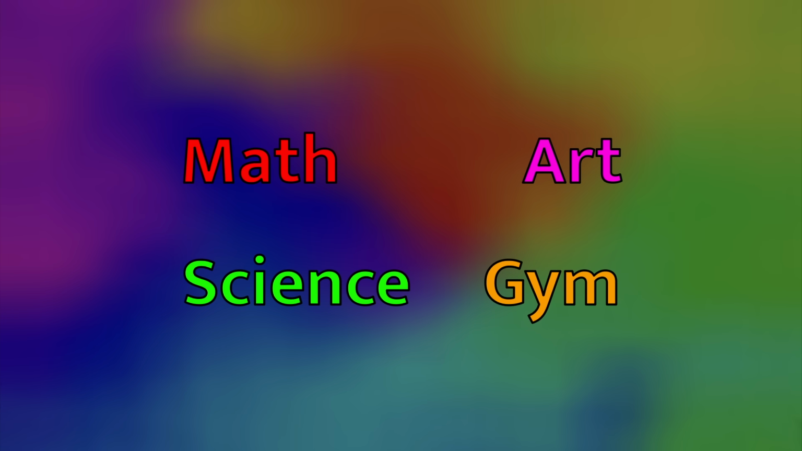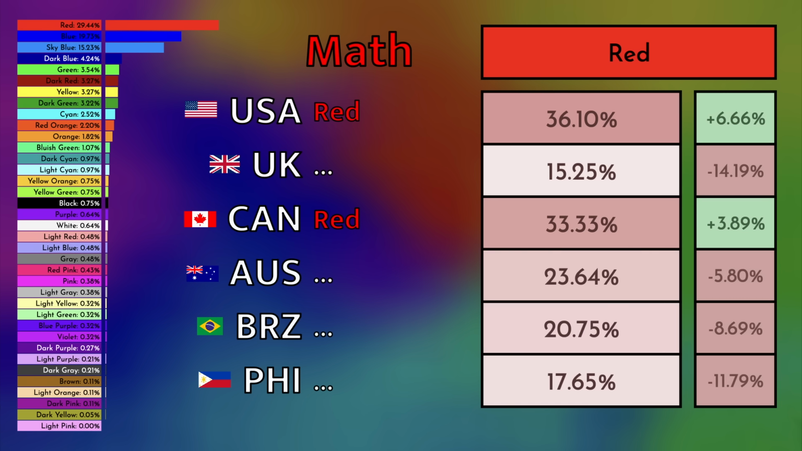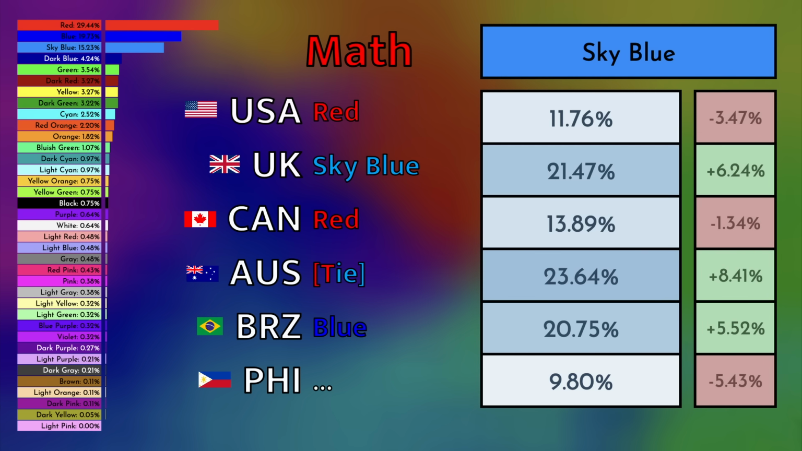These last 4 subjects are where certain countries had the largest or most interesting changes. Math, as we saw, was split between red and the blues, usually with red winning, but 4 countries had different things happen. Australia actually tied between sky blue and red, Brazil won with blue, and the United Kingdom won much more clearly with sky blue.